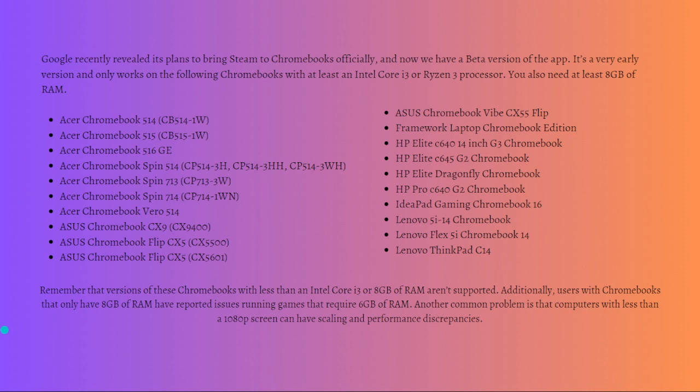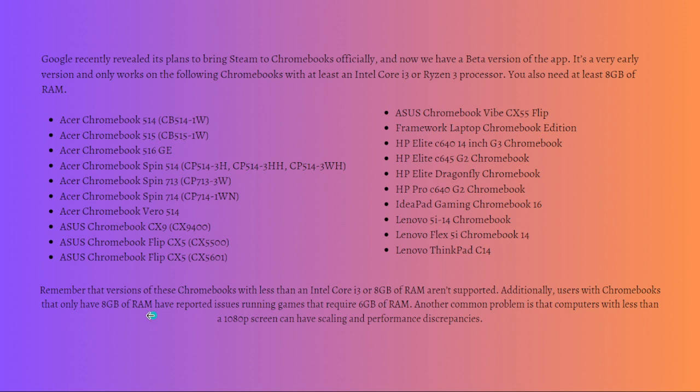So Google recently revealed its plans to bring Steam to Chromebooks officially. And now we have a beta version of the app, and it is a very early version and only works on the following Chromebooks with at least an Intel Core i3 or a Ryzen 3 processor. You also need at least 8 gigabytes of RAM. So here are those Chromebooks that you can install the beta version of Steam on.